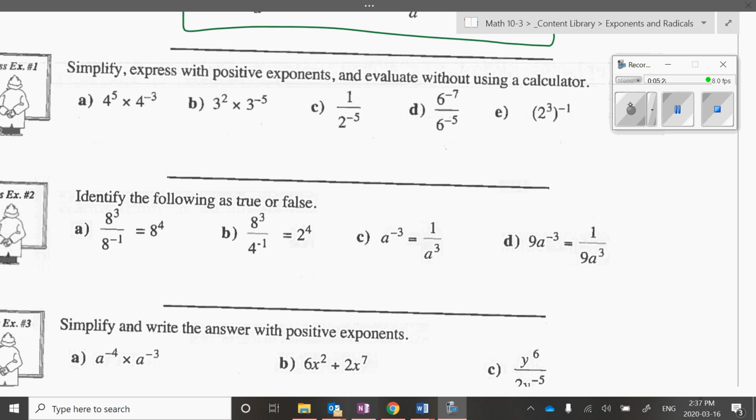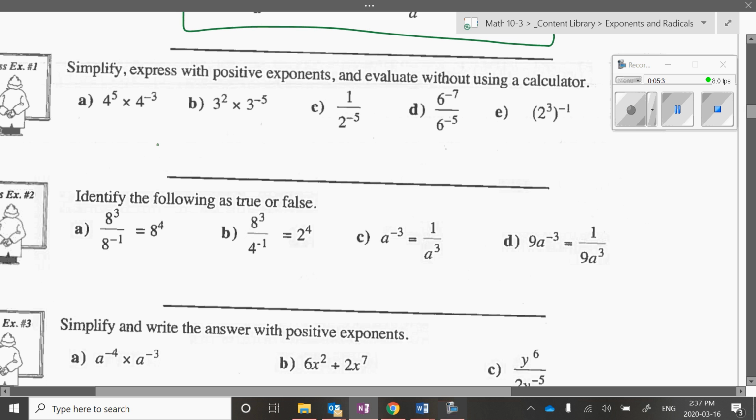Okay, so let's do this first one. So normally I'm multiplying, so that means I add. So we do 5 plus negative 3, which gives us 4 squared for a final answer of 16. That evaluate piece means we're actually answering. So my next step, 3 to the power of 2 plus negative 5, 3 to the power of negative 3, so 1 over 3 cubed, which is 1 over 27.